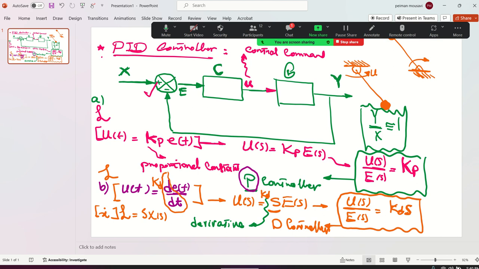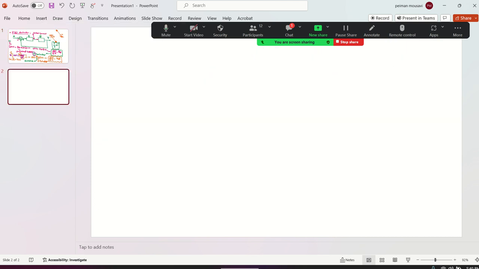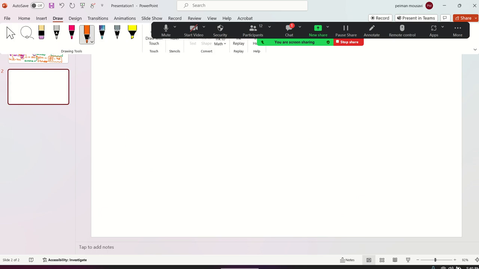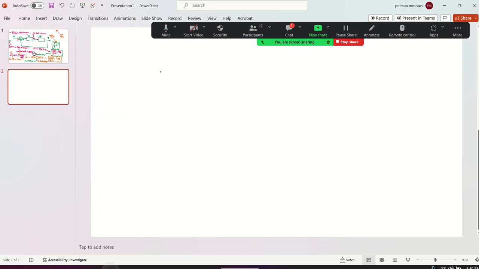Bear with me, I'm not done yet. Can I go to the next page? Yes, everybody? So, and C. Let me change the color. C. If the control command in time domain is the integration of the error signal, now you know the final value theorem, you know everything, right?